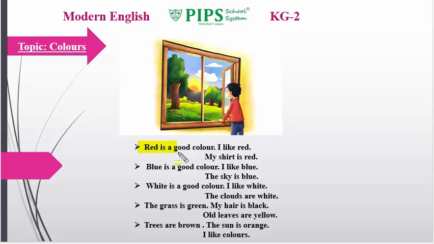Red is a good color. I like red. My shirt is red. You can see clearly in the picture the boy is wearing a red shirt. Here is the spelling of red.